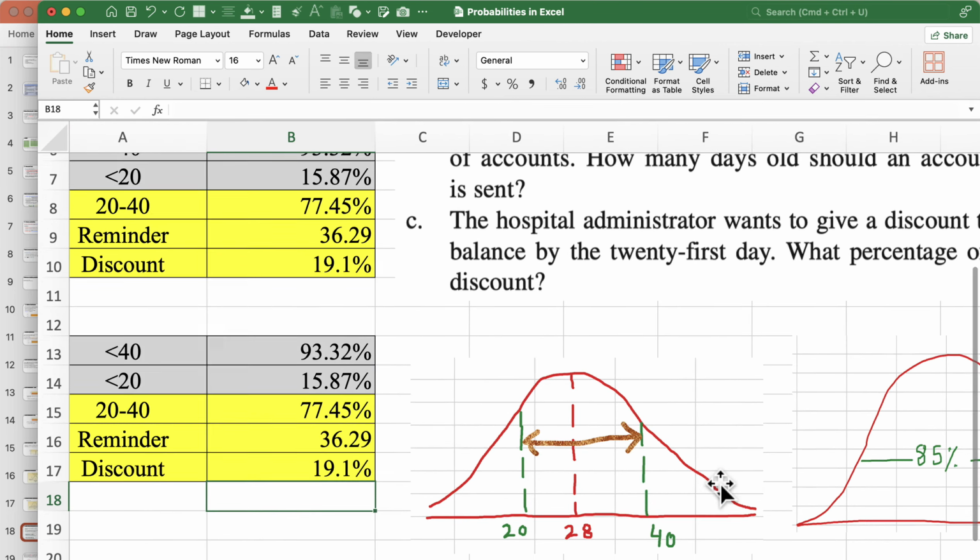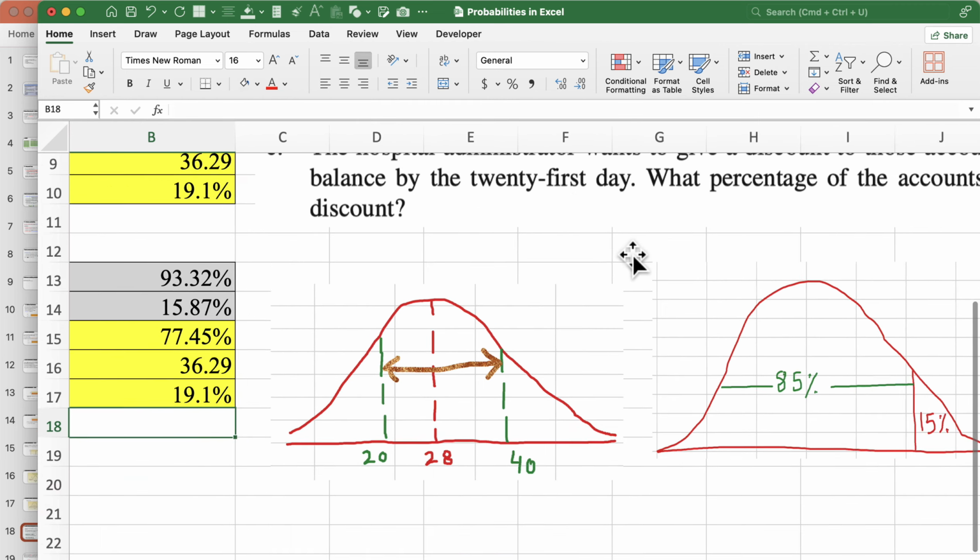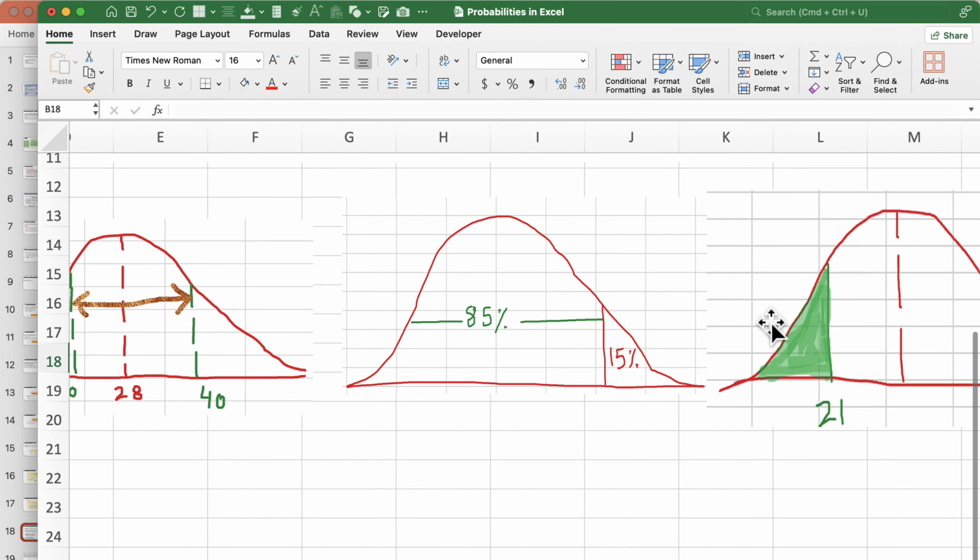So which means if the hospital administrator wants to give a discount to those people who pay their bills by the 21st, they will be 19%. So 19%, representing this green area, will qualify for a discount.